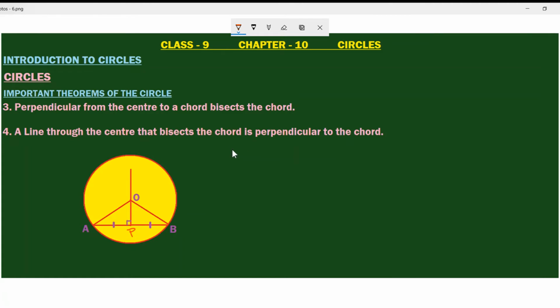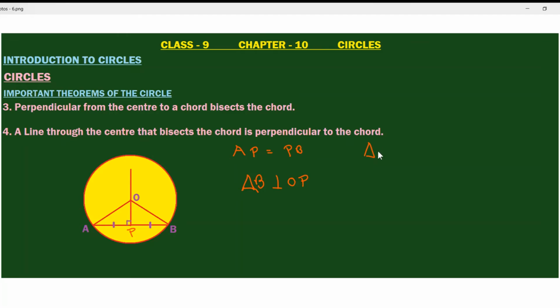So here in the theorem they have given AP is equivalent to PB, or BP. We need to prove AB is perpendicular to OP. For this also we are going to take these two triangles.